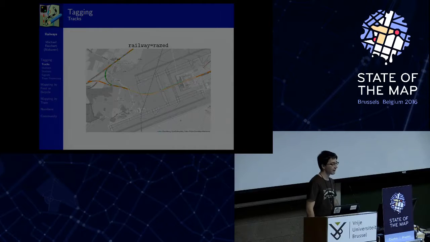That's a funny thing I found a few days ago. It's a raised railway line through the new Berlin airport. I think that such railway lines should not be mapped in OpenStreetMap. Sorry?